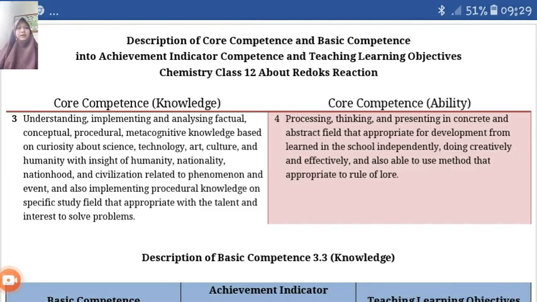I will explain about the basic competence. The first is the description of core competence and basic competence, into achievement indicator competence and teaching learning objective.